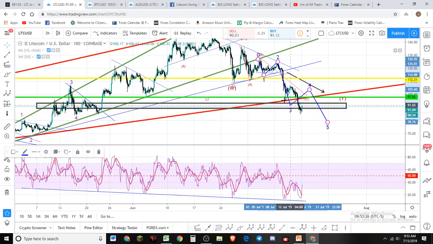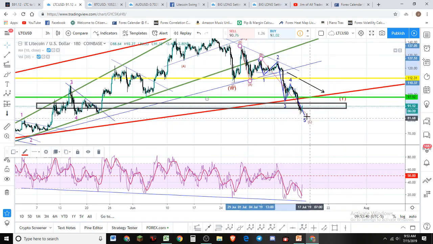Now the question is, was this three? That's what I was thinking yesterday. That's three, this is four, and this is five. That's also a possibility as well. I want you to know that. So there could be our five waves of C, A, B, C, and then C is finished.